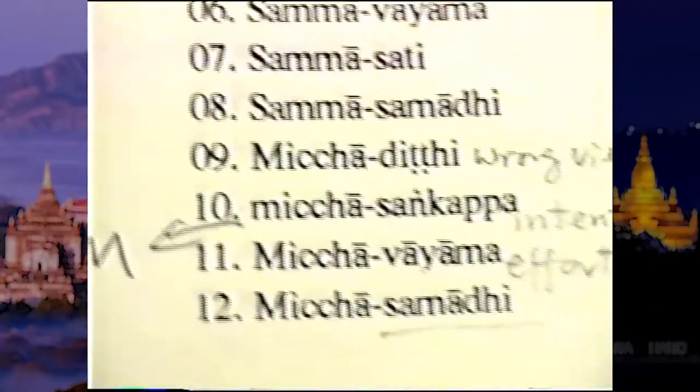And then the third among the four is miccha vayama, wrong effort. That is the viriya cetasika accompanying the akusala cittas. And the fourth among the four is miccha samadhi, and it is identified with ekagata. Sometimes ekagata can be miccha, wrong ekagata.